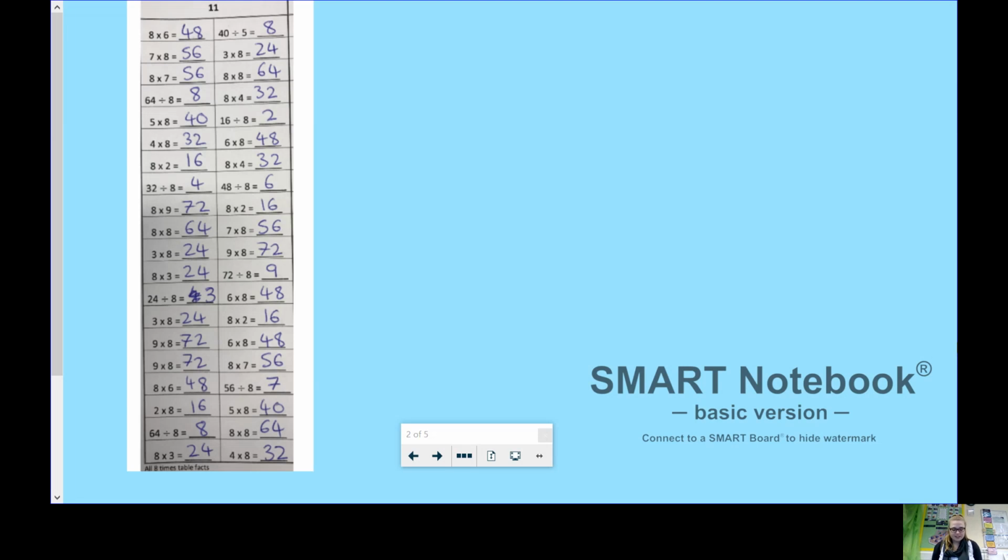40 divided by 5 is 8. 3 times 8 is 24. 8 times 8 is 64. 8 times 4 is 32. 16 divided by 8 is 2. 6 times 8 is 48. 8 times 4 is 32. 48 divided by 8 is 6. 8 times 2 is 16. 7 times 8 is 56. 9 times 8 is 72. 72 divided by 8 is 9.